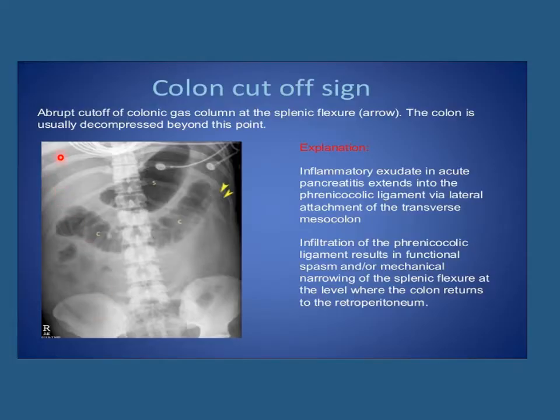Okay, this is a plain X-ray of the abdomen. It shows the colonic cutoff sign. This is due to the inflammatory infiltration into the phrenicocolic ligaments at either end, the splenic and hepatic flexure of the transverse colon, and this holds up the transverse colon in ileus. This localized ileus is seen in a plain X-ray as the transverse colon shadow from the right to the left across the abdomen. This is known as the cut-off sign.